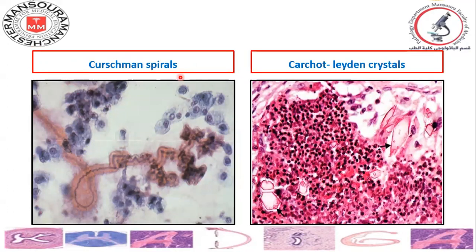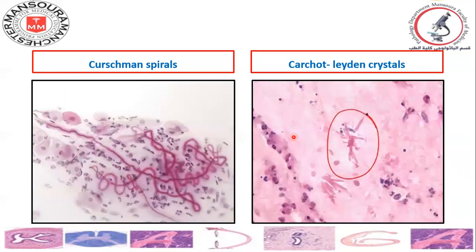This is what we call Curschmann spirals. These spirals are formed of mucus plugs present inside the lumen, and the Charcot-Leyden crystals are needle-shaped crystals formed from the byproducts of the proteins derived from the eosinophils. They can be identified in the mucus layer or in bronchoalveolar lavage. This is another image of the Curschmann spirals of the mucus plugs and the needle-shaped Charcot-Leyden crystals.